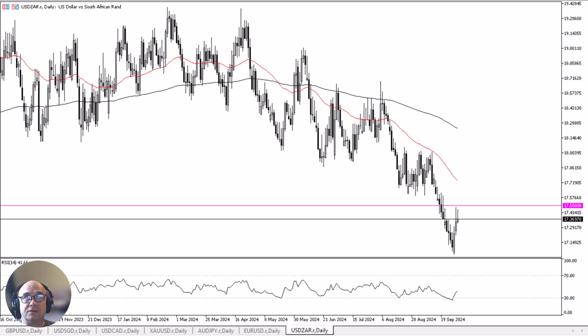The question now is whether or not risk appetite will allow the chasing of higher yields. So far, that's been the case, but I would also point out that South Africa isn't necessarily the first place people look to for safety. The market at this point in time, I think, continues to see a lot of uncertainty.